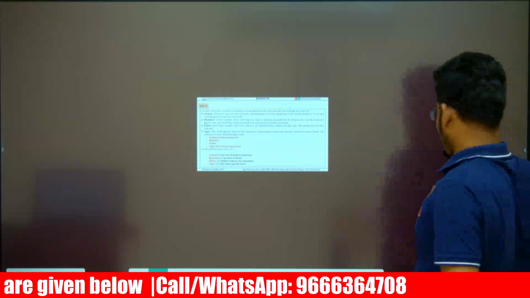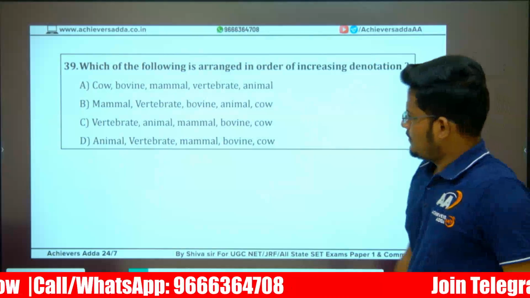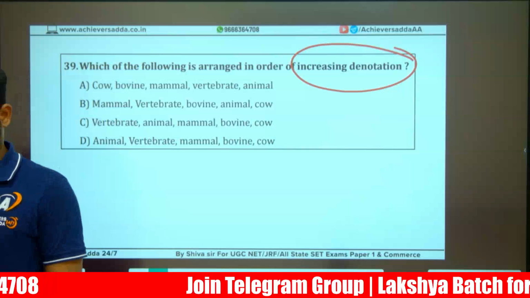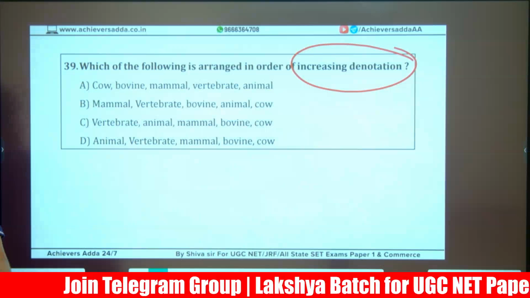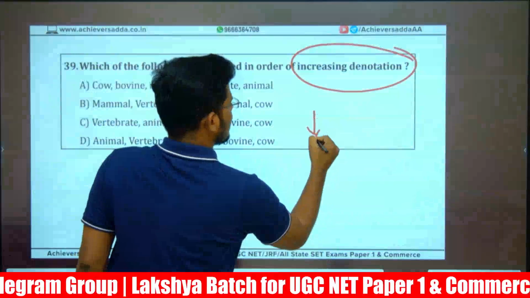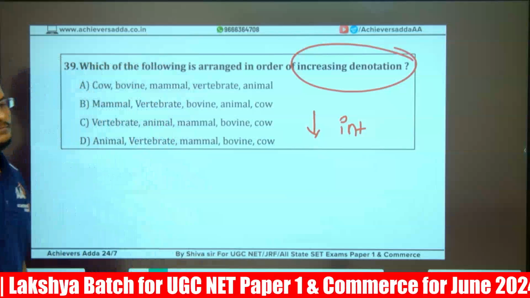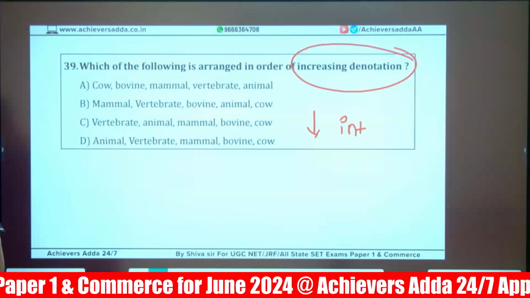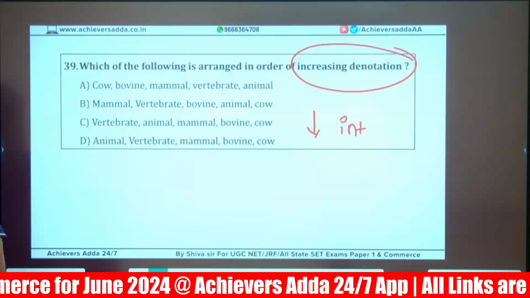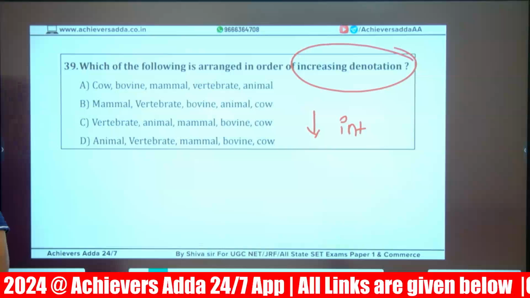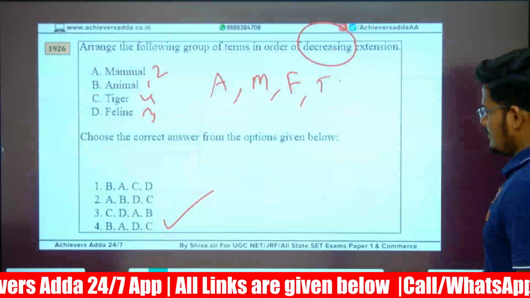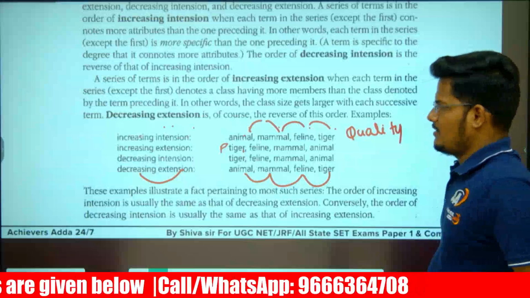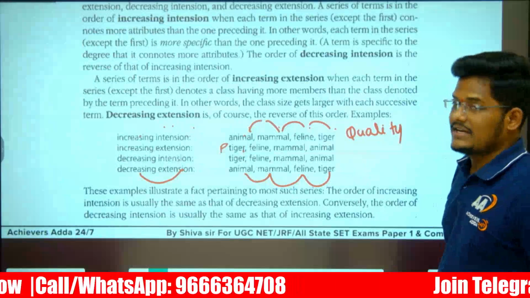That's it, simple. Now another question, these are 2023 questions we are doing. Increasing denotation. Increasing denotation is nothing but decreasing intension. So go back and check. Here with the same, increasing intension means animal, mammal, feline. But the question is about increasing extension, which is denotation, na?